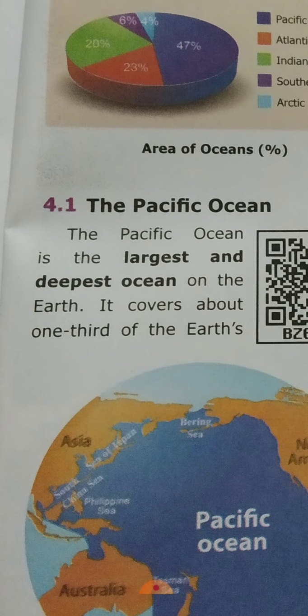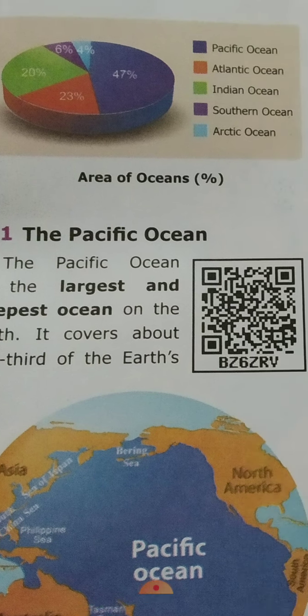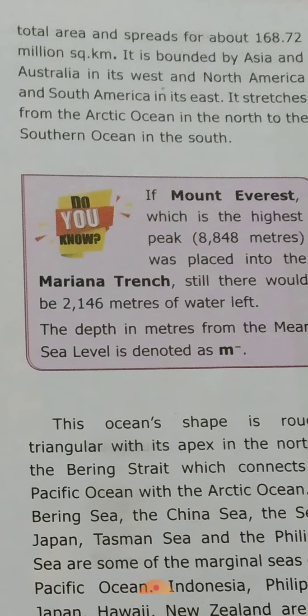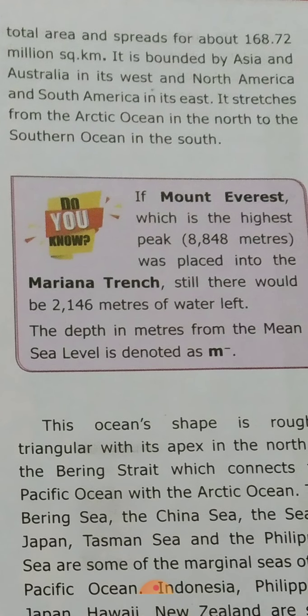The Pacific Ocean is the largest and deepest ocean on the earth. It covers about 1/3 of the earth's total area and spreads for about 168.72 million square kilometers. It is bounded by Asia and Australia in its west and North America and South America in its east. It stretches from the Arctic Ocean in the north to the Southern Ocean in the south.